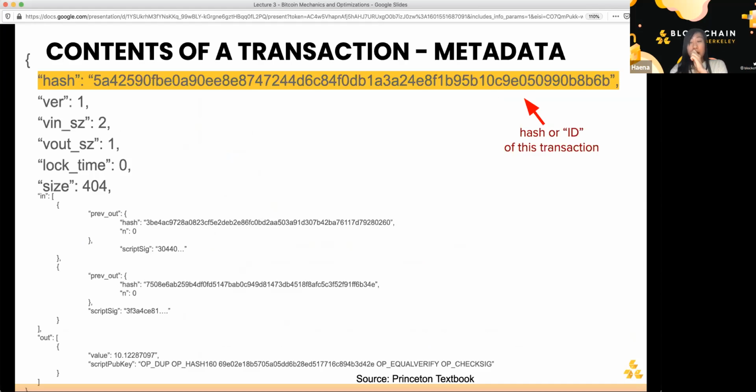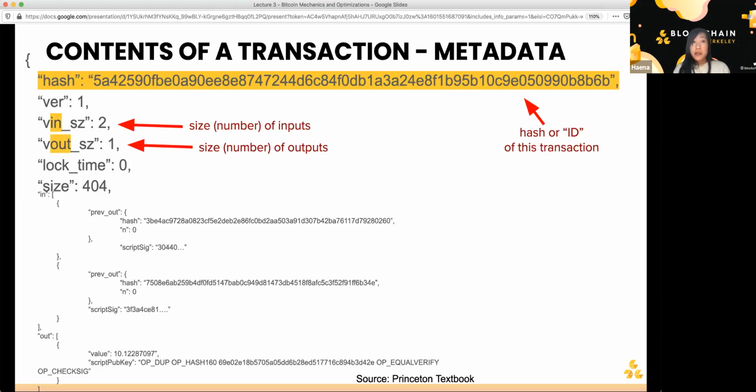All right, so first let's take a look at the metadata portion of the transaction. The metadata is comprised of 6 variables, and really 3 of them are of primary interest to us. One of them is the hash variable, and the value of this hash variable is simply the hash or ID of this particular transaction. The other 2 variables of interest are VN and VOUT. VN indicates the number of inputs this transaction is taking in, and VOUT is the number of outputs this transaction produces. So VN is essentially the number of UTXOs that you are breaking or redeeming, and VOUT is the number of new UTXOs that you are producing with this transaction.